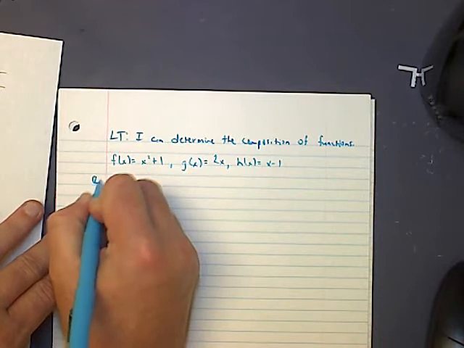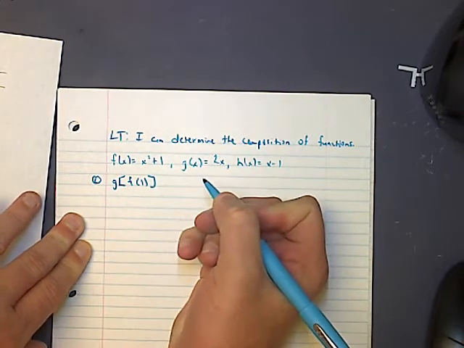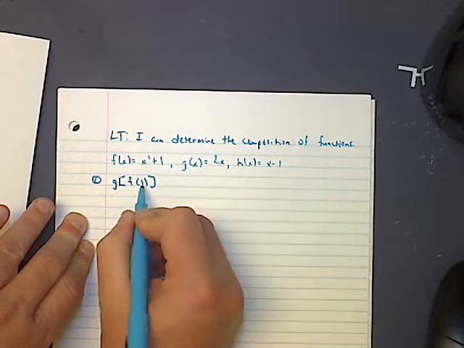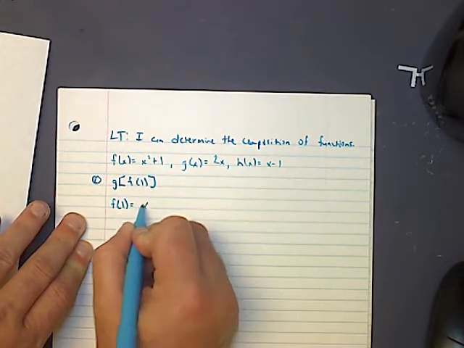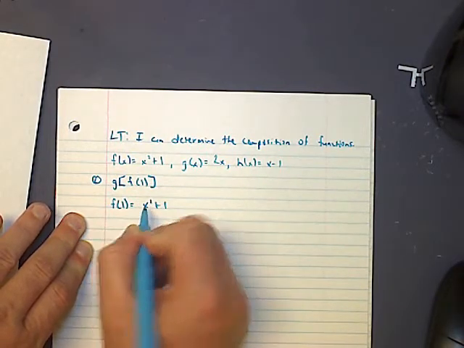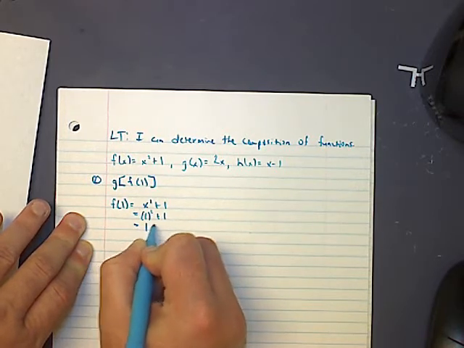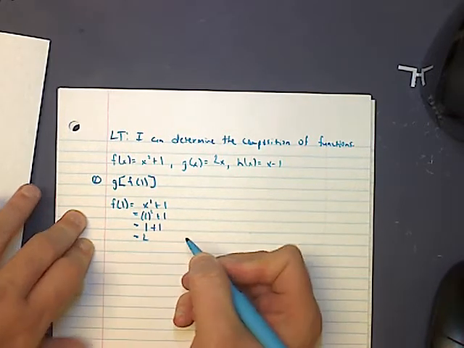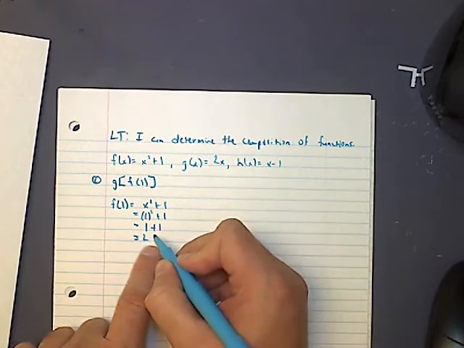So number 1, g of f of 1. Okay, I'm going to start from inside, work out. So f of 1, find the f function, equals x squared plus 1. Whatever is sitting in this parentheses is what I plug in for that variable. 1 squared is 1. 1 plus 1 is 2. This is not my answer. This is what I'm using to find my overall answer.